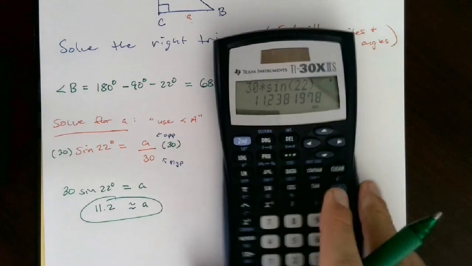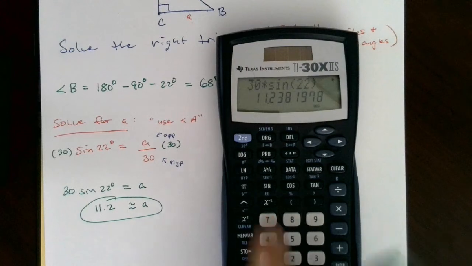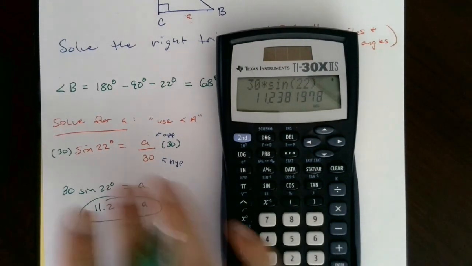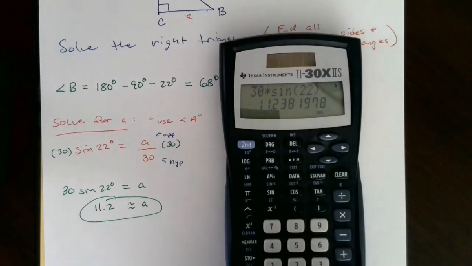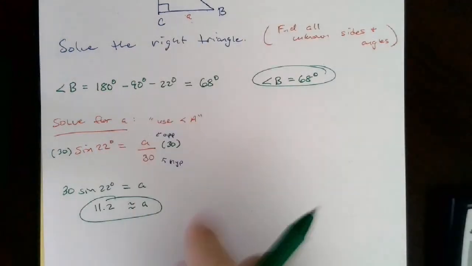If your calculator does not display it on the screen, you want to start with the inside of the trig function and work out. So you'd hit 22, then sine, and then multiply that value by 30. So you work from the inside out if it doesn't display everything on the screen. So now I know side a. I found it. The side here is 11.2.